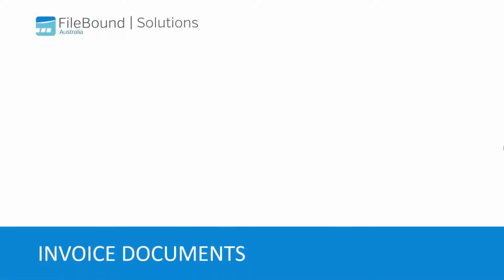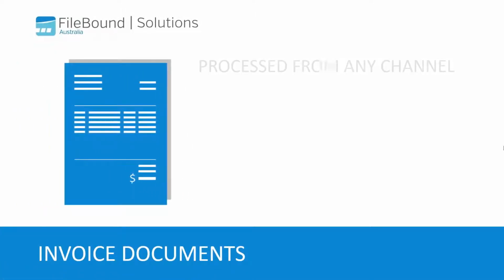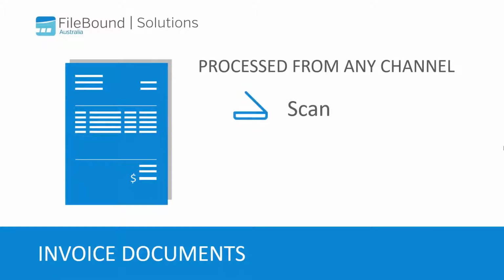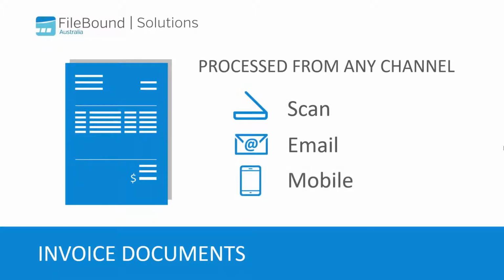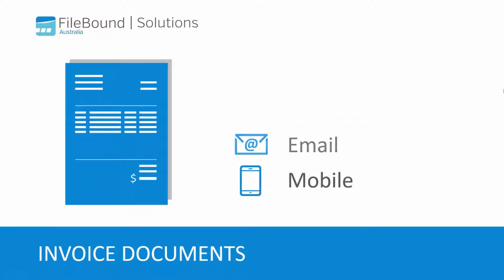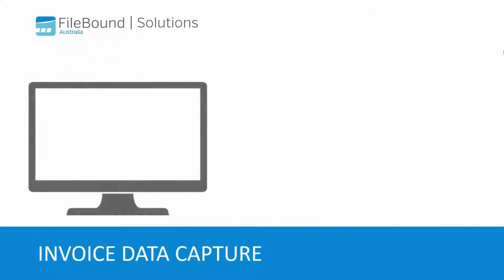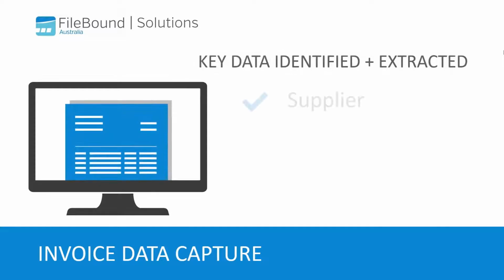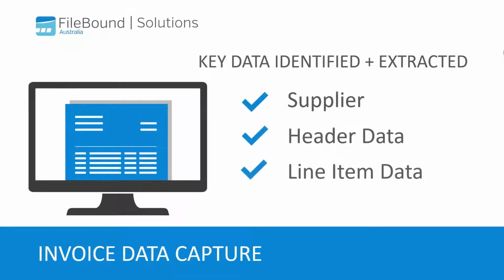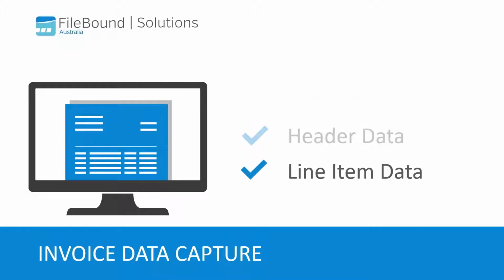So firstly, we need to start with invoice data capture. This can be achieved via scanning on your multifunction device, saving email attachments, or via a mobile device. Now with our advanced capture platform, we will identify the key data for extraction, as an example, who the supplier is, all the header data, plus optional line item information.